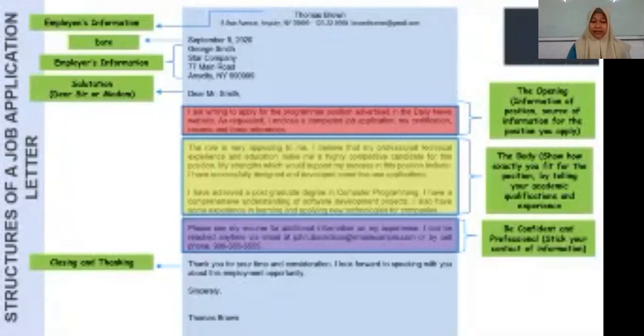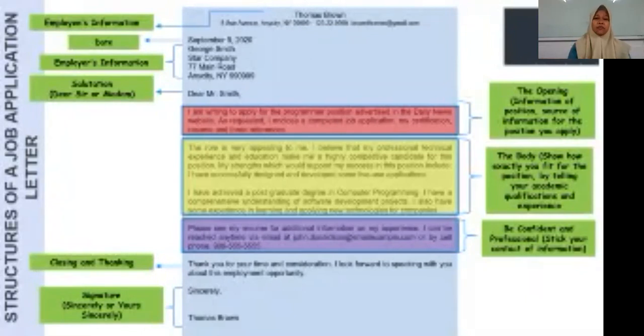So the last part is the signature part. In the signature part, you write your complete name and then you sign your letter. So after you follow all the structures, guys, it's all done. And you have your understanding already of how to make a good application letter. I hope the explanations about these structures can help you make a better job application letter, one day if you need that. Guys, we go to the next step.